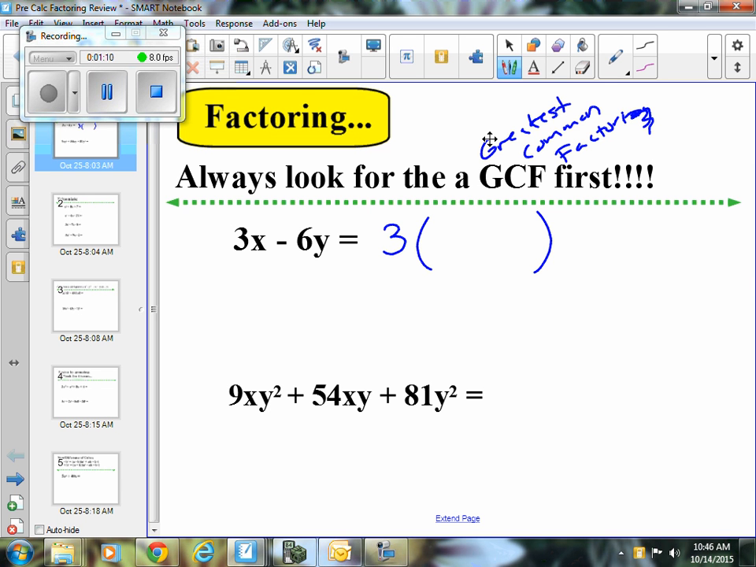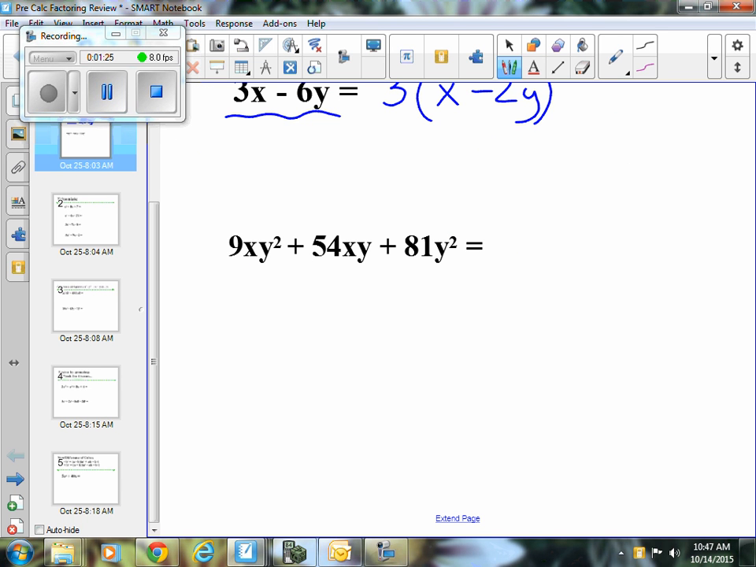What would we multiply 3 by to get the first term? It would have to be x. And 3 times what would give you a negative 6y would be a minus 2y. So when you check your answer, if you distribute it back out, you should always get back to the original. So you think about what can I pull out of every term? And let's take a look at the second one.